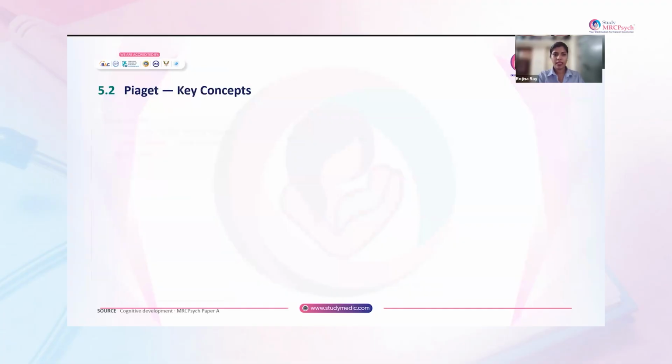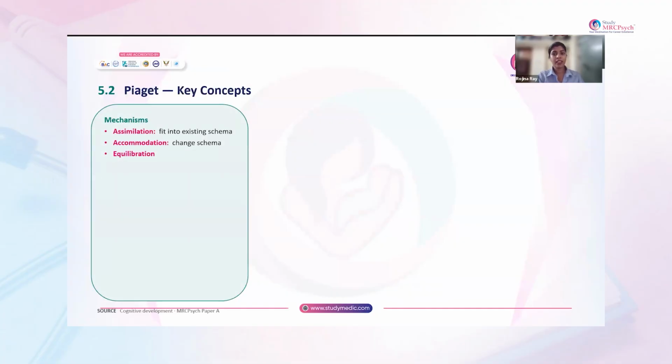Now, as I told, Jean Piaget viewed children as active scientists. So what are the mechanisms to understand the stages of cognitive development? He proposed 3 things. One is schemas, so learning equals schemas. Schemas are simply the basic building blocks of knowledge. Then assimilation is fitting new information into the existing schema, whereas accommodation is changing the schema to fit the new information.